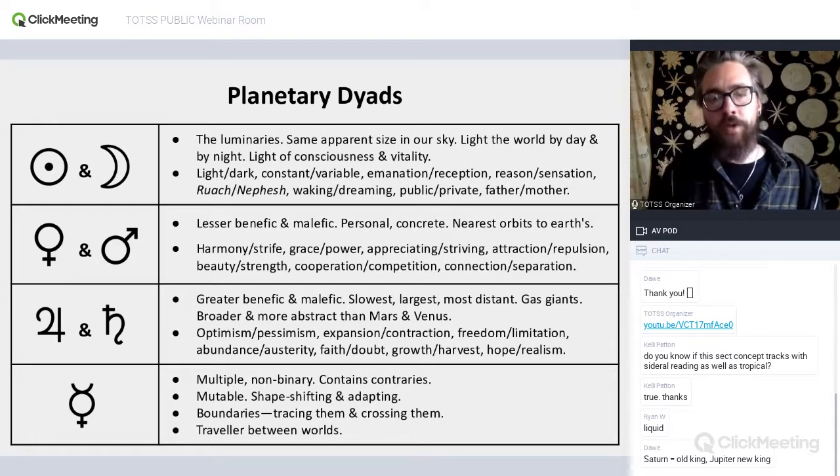All right, and so then I have a bunch of pairs of opposites here to help build up some of these ideas. So the Sun is light and the Moon is dark. Although the Moon is a luminary, she can also talk about darkness, which is an interesting double signification that the Moon has. The Sun is constant, the Moon is variable. The Sun is emanation, the Moon is reception. The Sun is reason, the Moon is sensation.